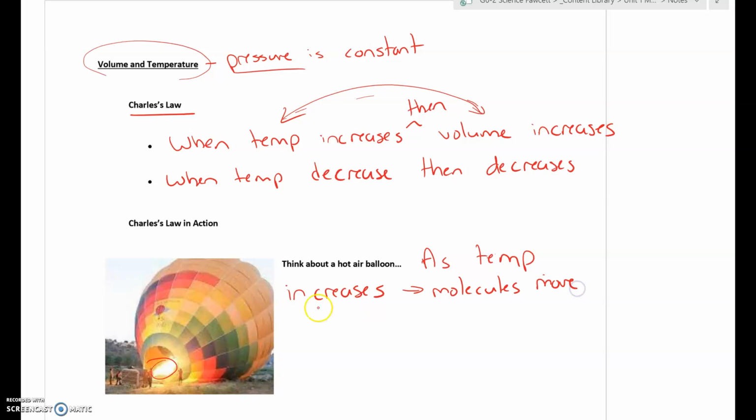And as they move faster, that means that they are going to collide with the inside of the balloon, right? We've got a bunch of air molecules zooming around inside this balloon here. They're going to bounce into the balloon harder and harder and harder, which is going to push the balloon out. So the volume is going to expand. The molecules want to move away from each other. So the gas expands, which means the volume gets bigger.